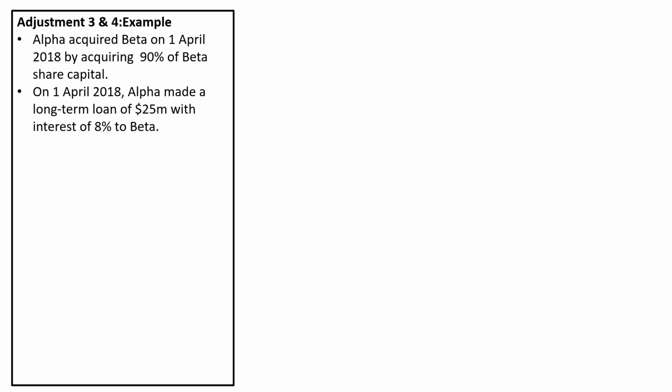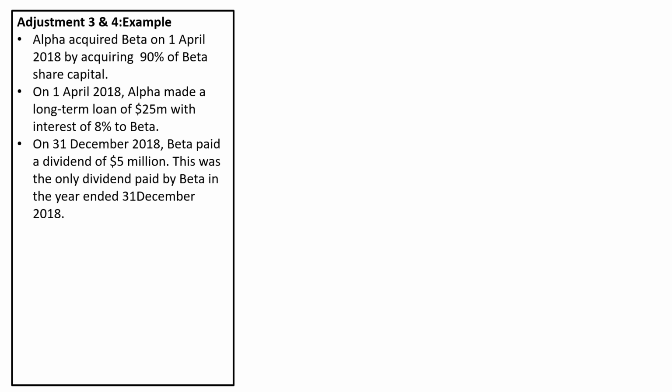Here we have an example of adjustment 3 and 4. Alpha acquired Beta on 1st of April 2018 by acquiring 90% of Beta's share capital. On the same date, on 1st of April 2018, Alpha made a long-term loan of 25 million with interest of 8% to Beta.